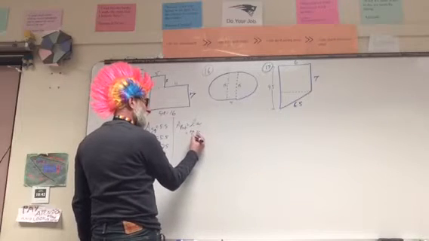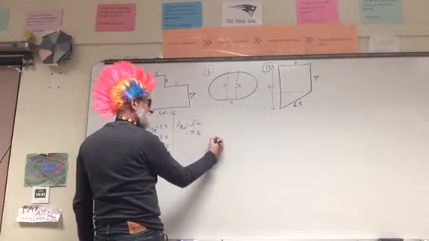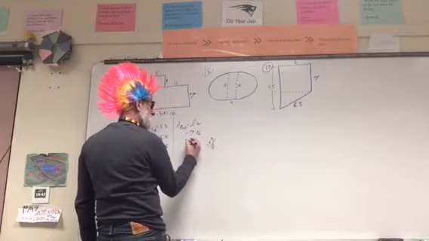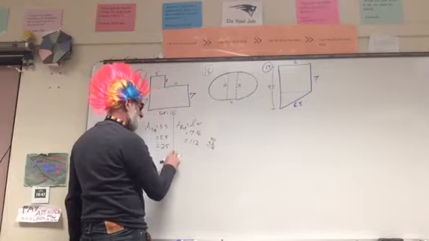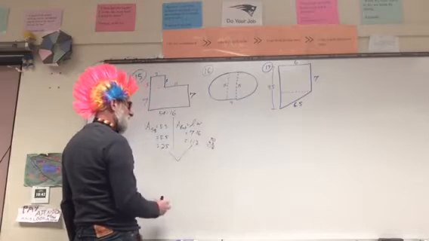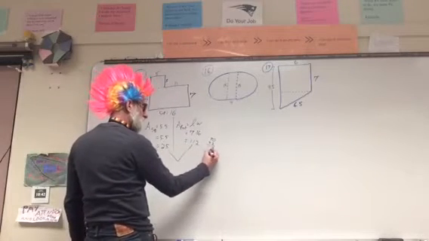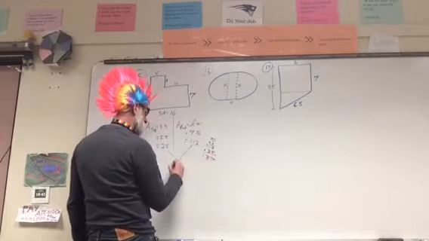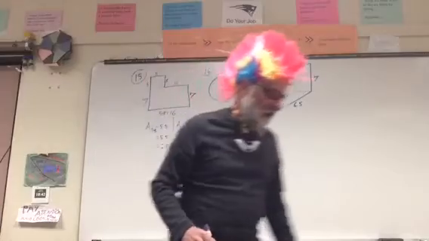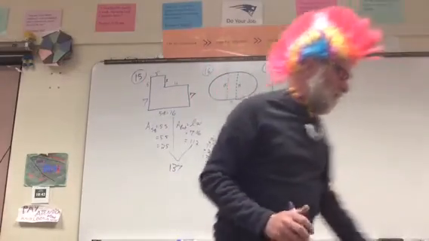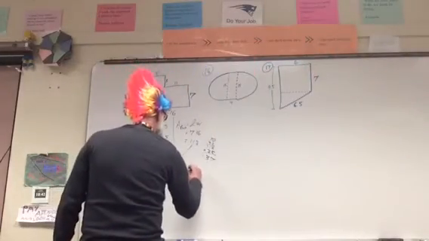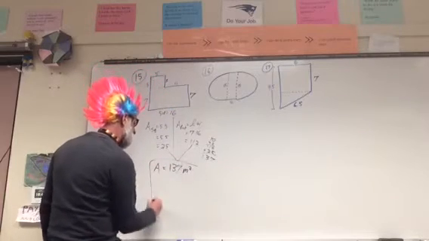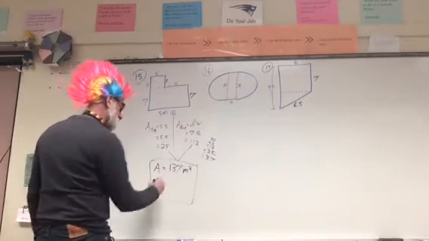Ooh, boy. 7 times 16. Well, I know 7 times 10 is 70. 7 times 6 is 42. Add them together, I get 112. Now, I got to take these two areas and add them together. 112 plus the 25 is going to give me 137. Oh boy. And what were those labels? Meters squared. So the area is 137 meters squared.